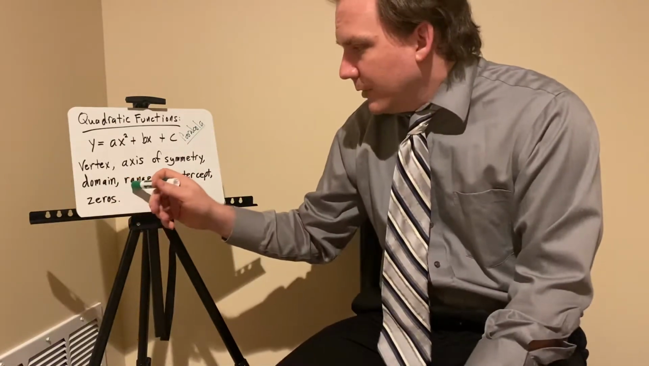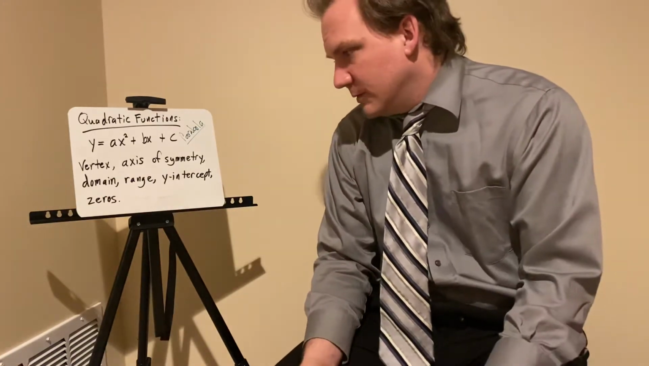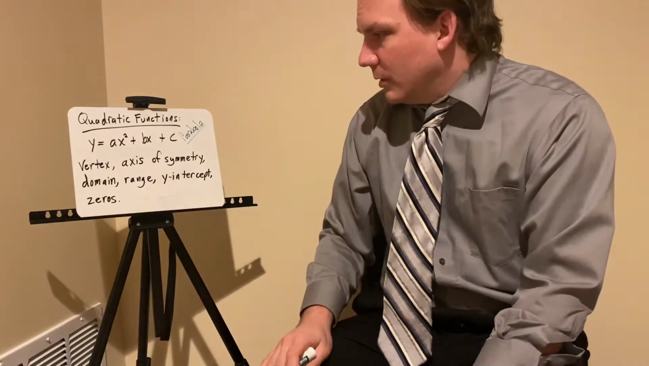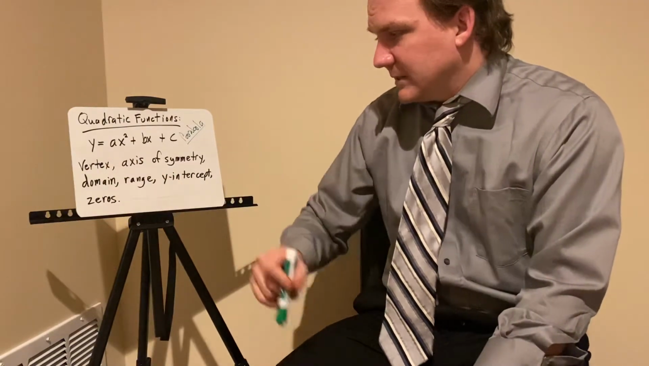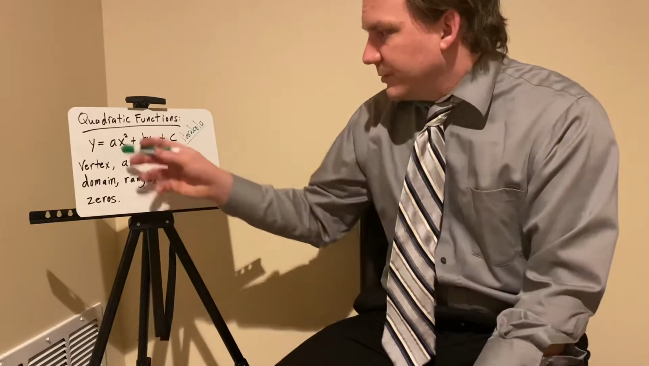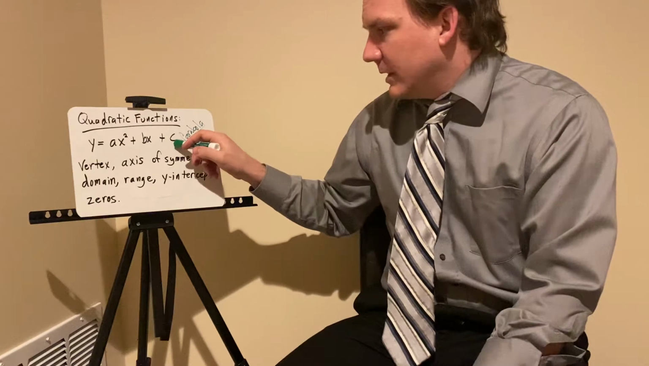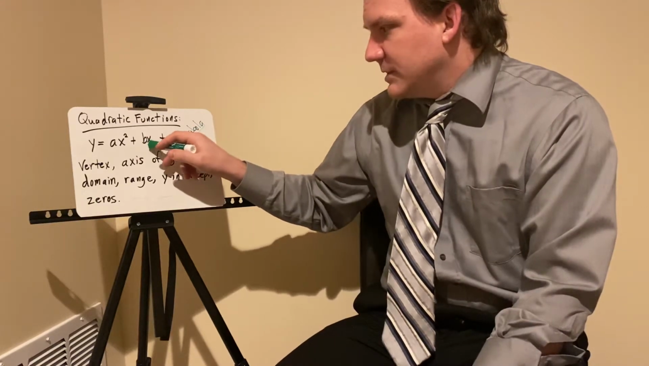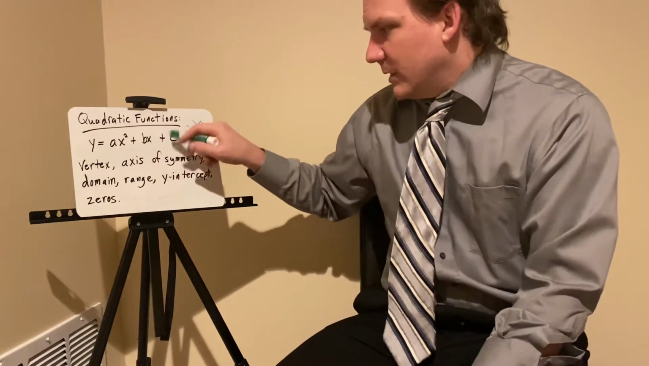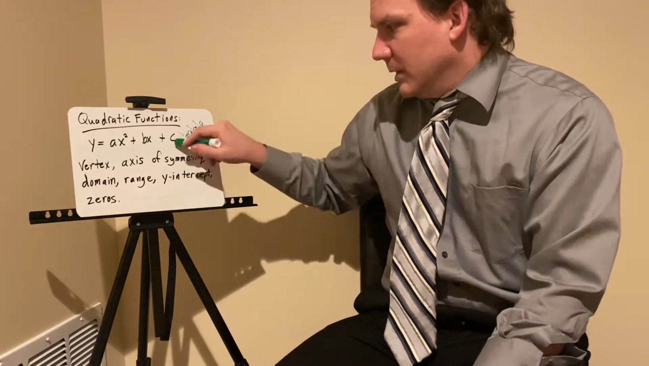The domain and range. Generally, your domain's always going to be all x values, but the range will be dependent upon the vertex if it's a minimum or maximum. The y-intercept is when you substitute in 0 for x. Where does it show up? That's always going to be whatever your c value is, because if you put a 0 for x, the a and the b terms become 0. So whatever the c value is will be your y-intercept. It'll be (0, c).